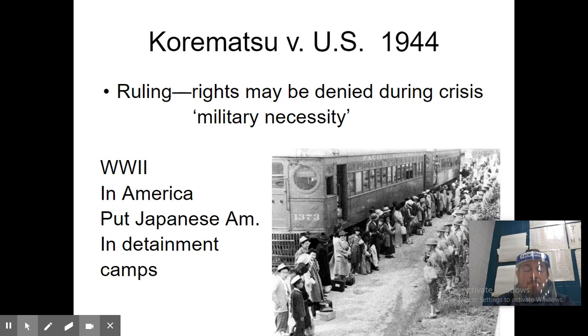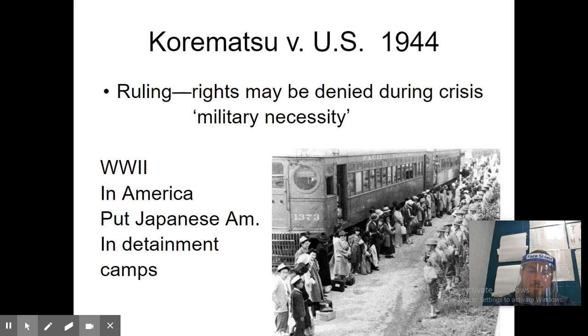Korematsu versus U.S. This one's really interesting. It's one of the only ones that gets overturned and actually had an official apology issued, but the official apology was like almost 7 years later. So this happened during World War II after Pearl Harbor. The ruling, in 1944, is that rights may be denied during crisis or military necessity.